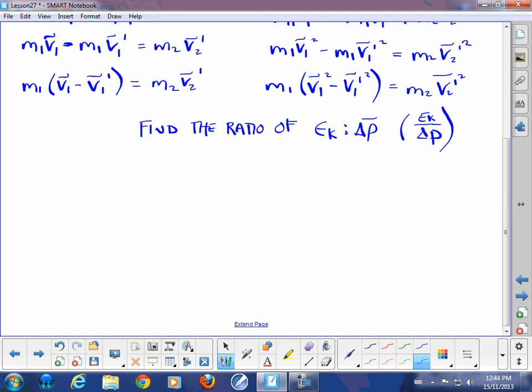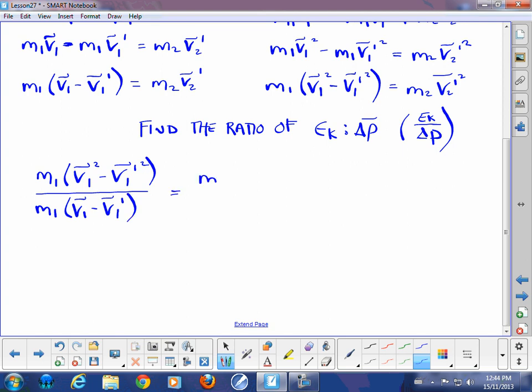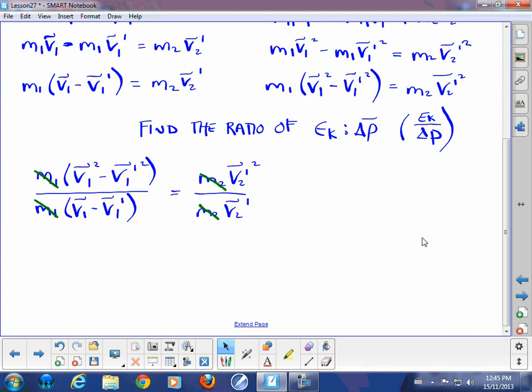Now we're dealing with the combined formula. So here's the kinetic energy formula: v1 squared minus v1 prime squared, and that's going to be put over m1 times v1 minus v1 prime. So that's the left side of the equation. Then m2 v2 prime squared, and put that over m2 v2 prime. Now when we set up as a ratio, the masses will fall out on both sides, and now I'm left with just the expression with velocities.